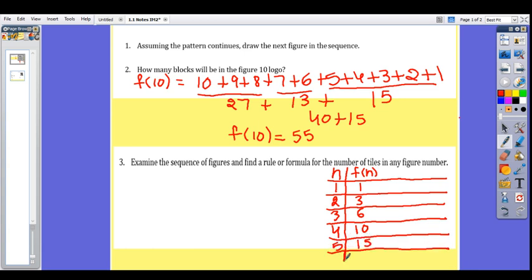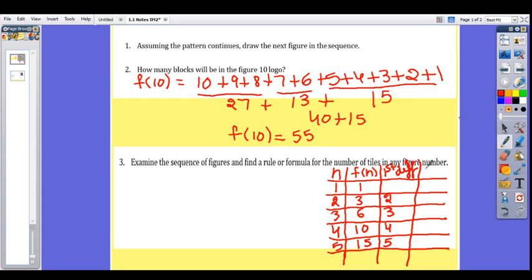So let's figure out the difference between them. Let's find out their first difference. Okay, so I'm doing 3 take away 1, so I get 2. Then I do 6 take away 3, I get 3. If I do 10 take away 6, I get 4. And then 15 take away 10, I get 5. So now we can see it's increasing by 1.